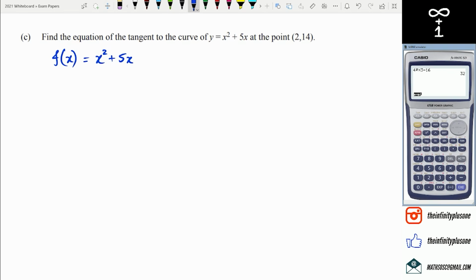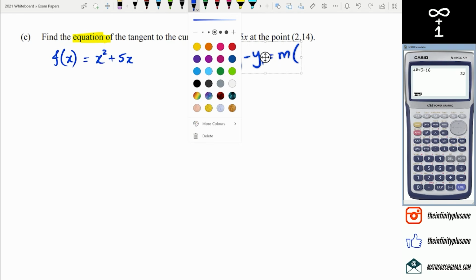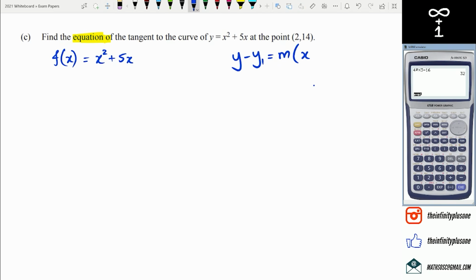Now, if I want to create the equation of a tangent, I need to use the equation of a straight line. So remember that that's y minus y1 equals m times, let's bring it in here, m times x minus x1.